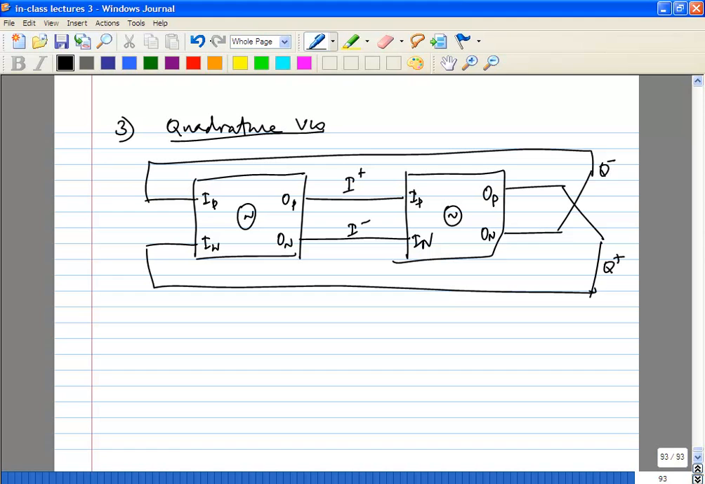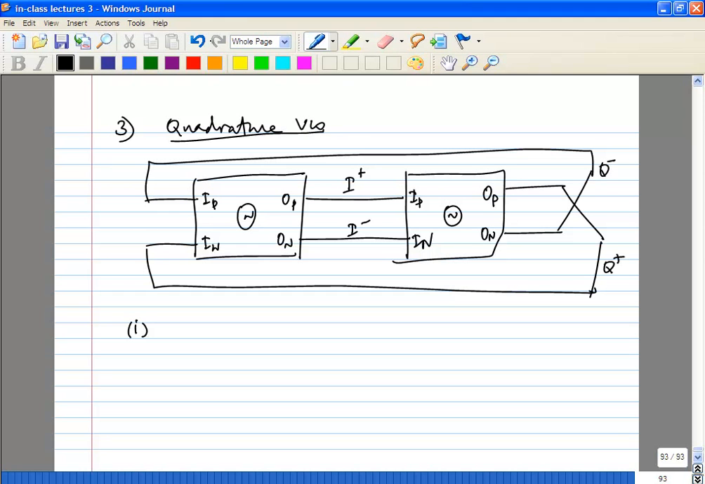Okay, so one set of outputs you're going to directly connect up, the other ones you're going to flip them and connect them. So effectively, you're taking two identical oscillators, and you're going to couple them in such a way that they are going to oscillate in quadrature. Is that clear to everyone? Okay, how do you do it?